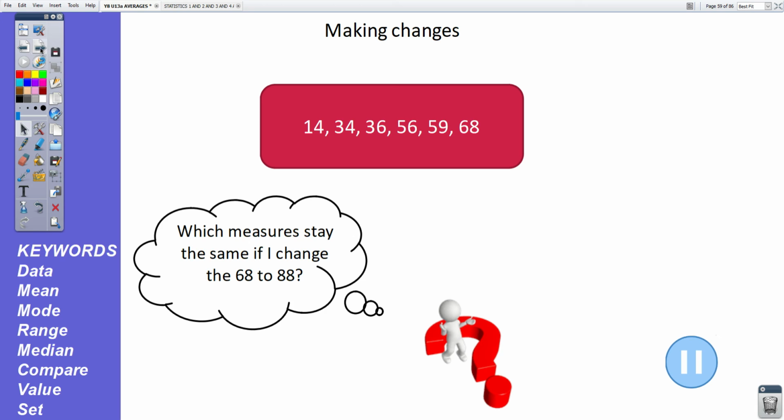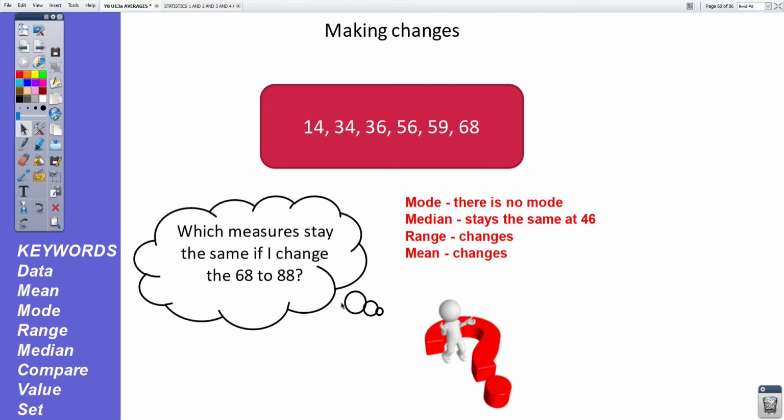Okay, let's have a look. Right, mode. If I change that to 88, there's no mode at all. So that doesn't change. Median. Well, if I change that to 88, the median is still between 36 and 56. So the median stays the same at 46.